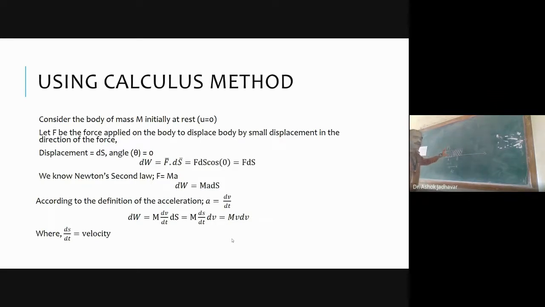Initially we had a system of mass m which was at rest position. We have applied some force on it, and because of the applied force, if we consider that the body is displaced by a very small distance, that small displacement is written as ds, and the direction of force and displacement are both in the same direction. So again we can say the angle between displacement and force is 0.